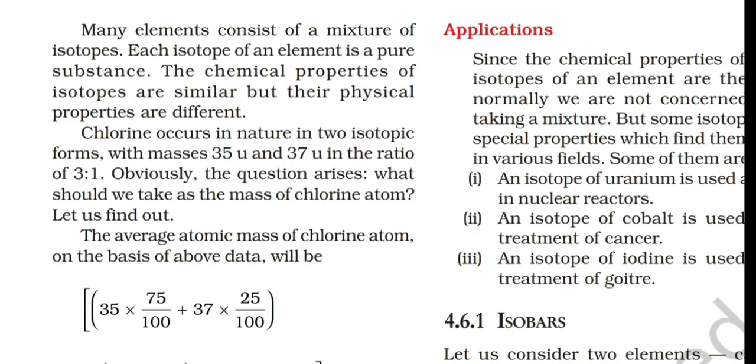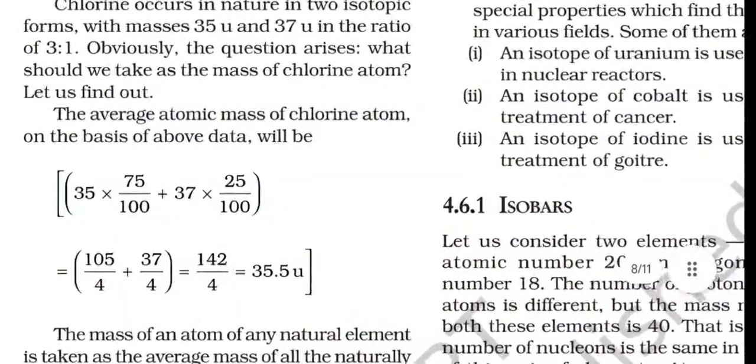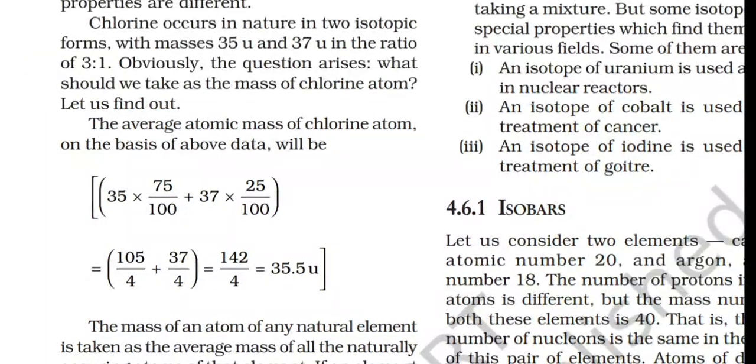Obviously the question arises: what should we take as the mass of the chlorine atom? Which mass do we have to take for preparation or calculation? There is one method to calculate the mass of chlorine. Here the example is given: the atomic mass of one isotope of chlorine is 35, and the atomic mass of another isotope of chlorine is 37.